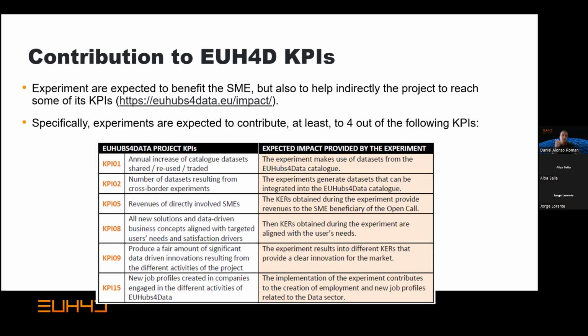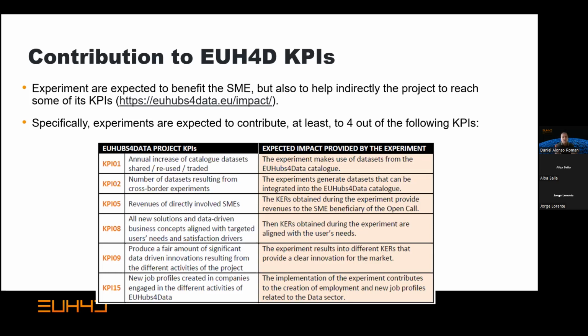So for instance, the annual increase of data sets shared, reused, and traded. You can use data sets from the catalog to ensure that we are reusing, sharing, and trading those data sets. So this is the impact that you can provide: make use of the data sets of the catalog. Then, the number of data sets resulting from cross-border experiments. It's not mandatory, but it is important if your experiment results in new data sets that can be integrated in the catalog. It doesn't mean you have to include all the information in the catalog, but if you can commit to including data sets resulting from your experiment, you will be contributing to KPI number 2.